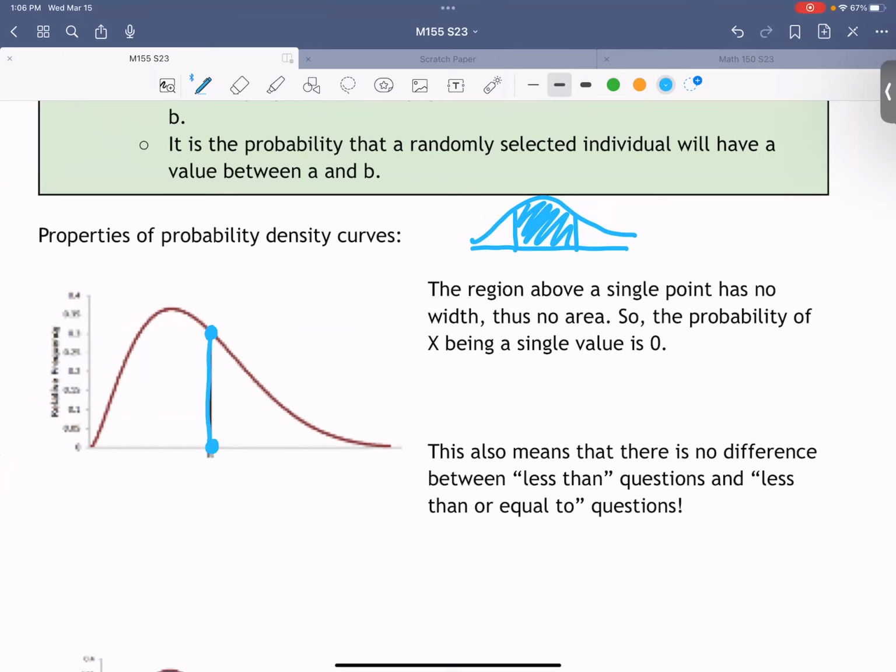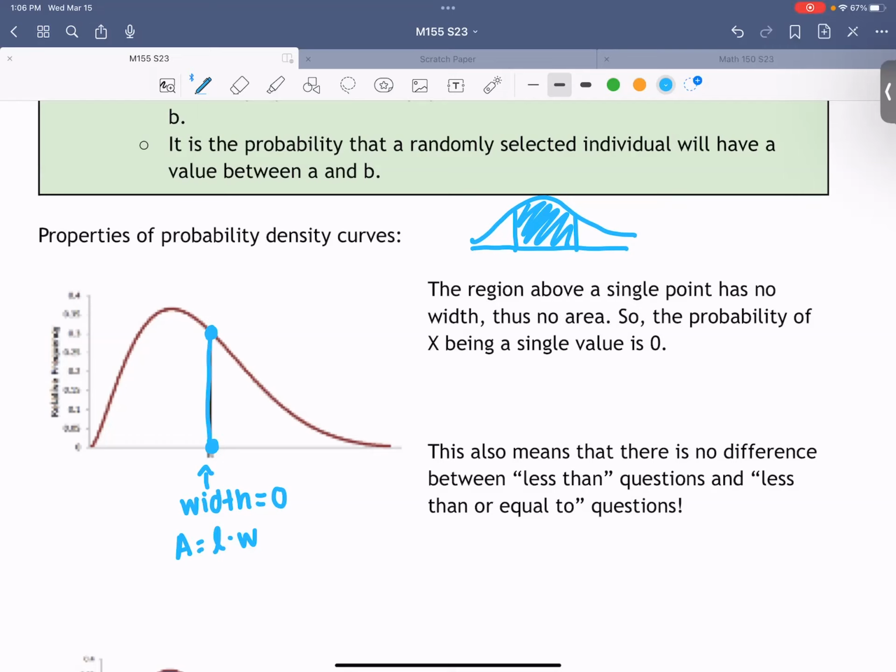Now, a single line doesn't have a width, right? The width of this line is going to be 0 because it doesn't have any width. I just drew a line, right? If area is like length times width, what do you think the area under something with a width of 0 is going to be? Just 0, right?